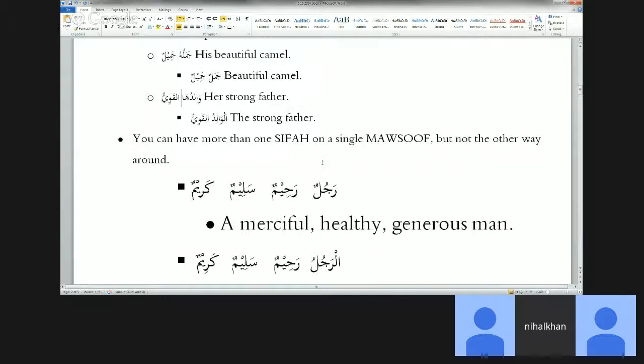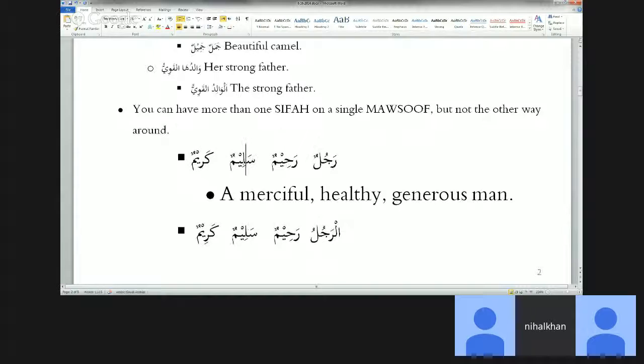You can have more than one sifa on a single mawsuf, but not the other way around. For example, Rajulun Rahimun Salimun Karimun. A merciful, healthy, generous man. Rajulun, a man. Rahimun, merciful. Salimun, healthy. Karimun, generous.